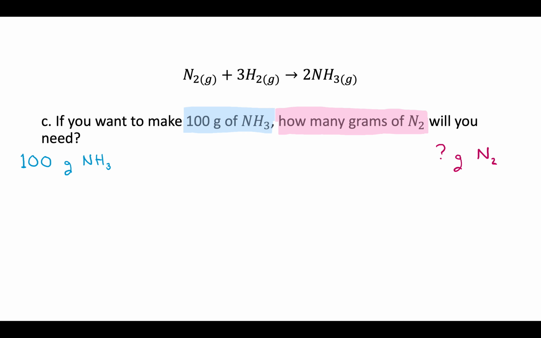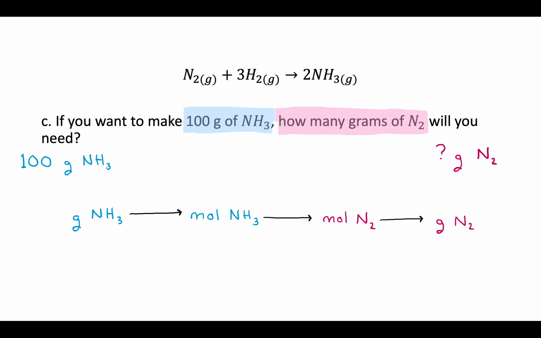Grams of N2. Whenever they give you grams of one thing, here grams of ammonia, and ask for grams of another, here grams of N2, you always follow this flow chart. You go from grams of the first thing to moles of the first thing, moles of the first thing to moles of the second thing, and moles of the second thing to grams of the second thing. Now each of these arrows represents a conversion, and for every conversion you need a conversion factor that relates the two units.